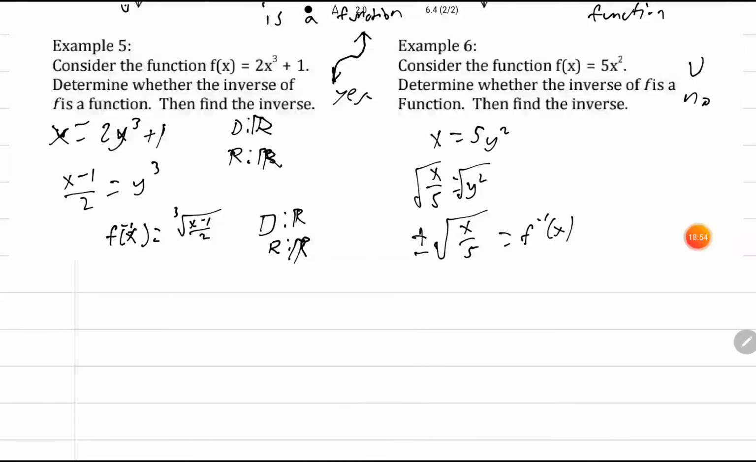Okay. If we switched our domain and range, would it still work? No, because x cannot be negative, otherwise we have imaginary numbers, and that doesn't fit into our domain or range. And that's how you find the inverse. Switch x and y, solve for y, change y into f inverse of x. And that's it. Have a good day.